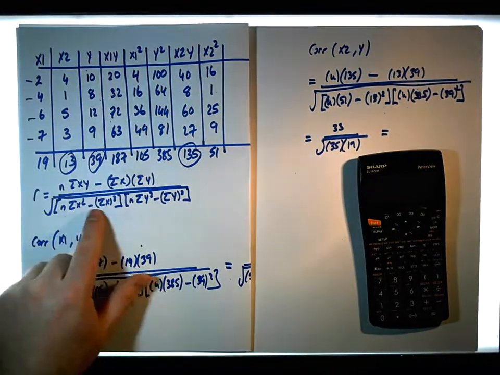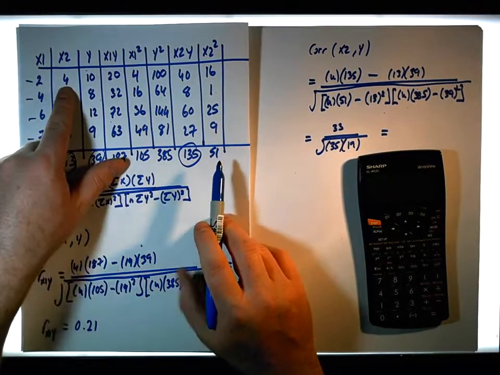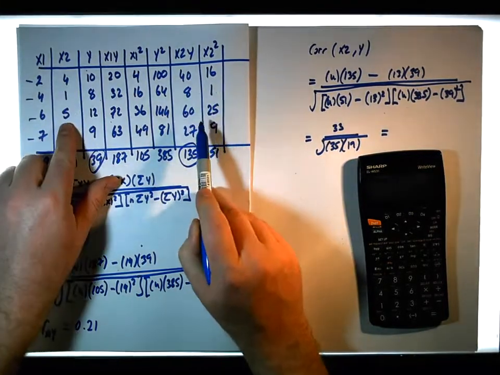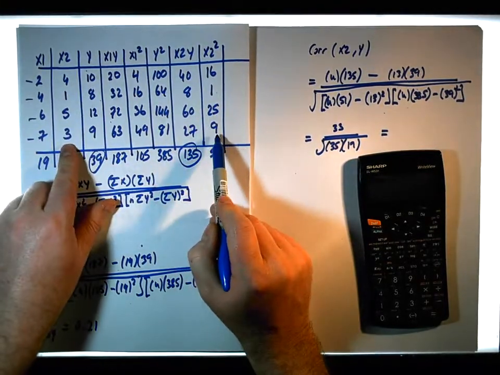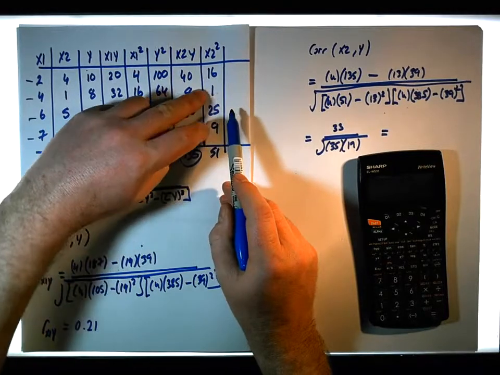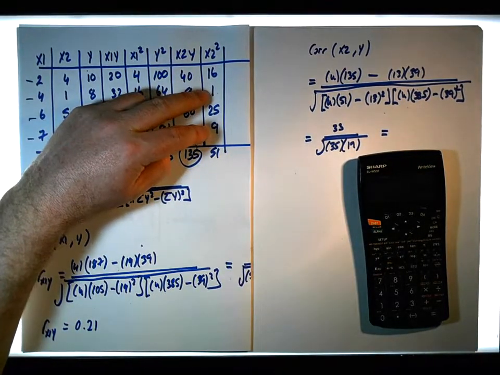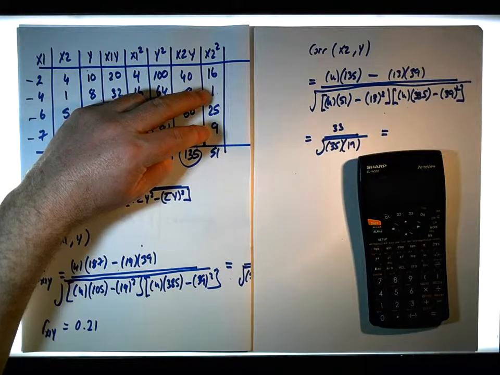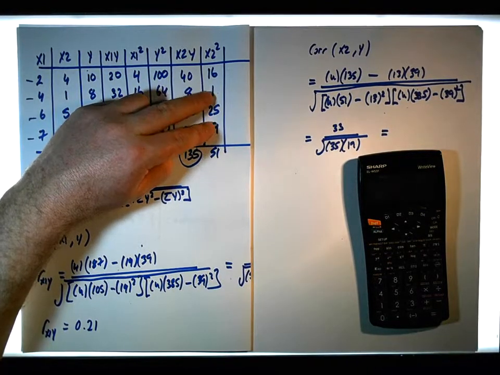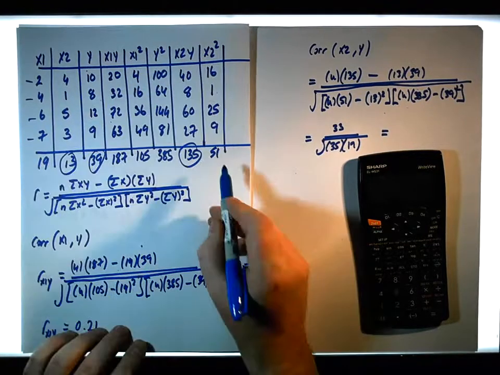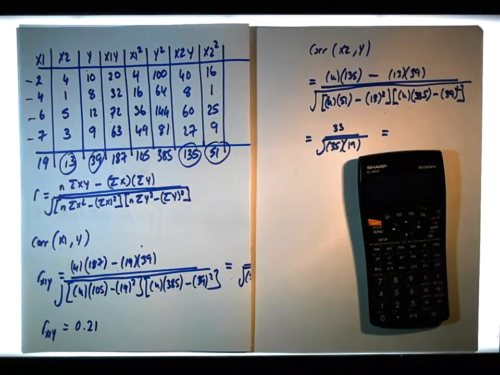We need the x squared term. 4 squared is 16, 1 squared is 1, 5 squared is 25, 3 squared is 9. That gives us 10, 35, 45... 51. That seems to be good.